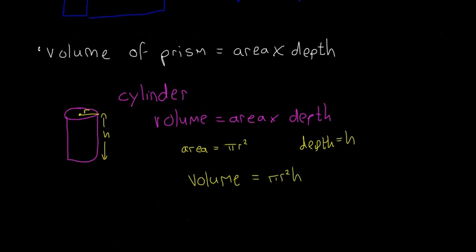The volume of a prism is area times depth. And if you want to check the formula for the volume of a cylinder in your tables book, you'll find that it's the exact same answer, pi r squared h. So that just kind of proves what I was talking about there, the formula for the volume of a prism.